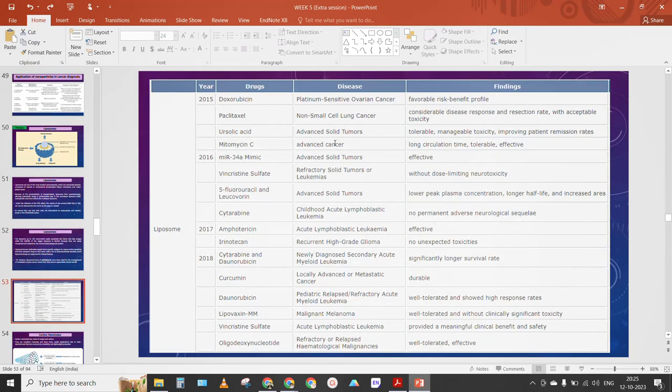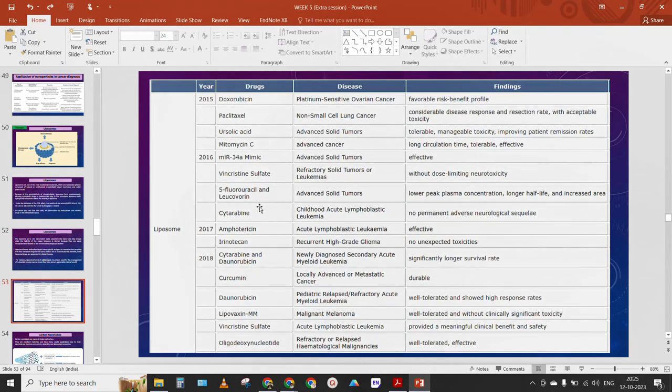Then we have some applications and case studies of liposomes. Liposomes have been conjugated with particular drugs, as you can see: doxorubicin, paclitaxel, mitomycin, cytarabine, curcumin, and lipovaxin. A lot of drugs can be conjugated with liposomes to treat different kinds of tumors or cancer, for example platinum-sensitive ovarian cancer, advanced solid tumors, and acute lymphoma.